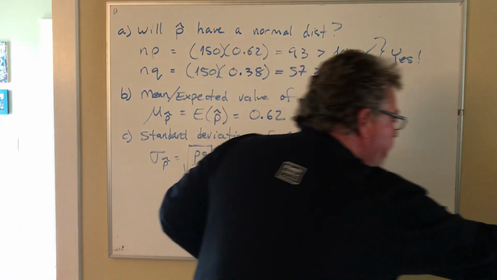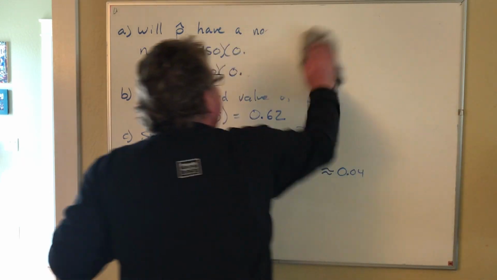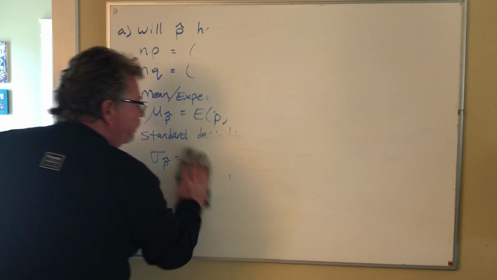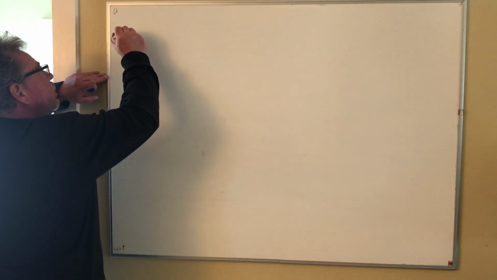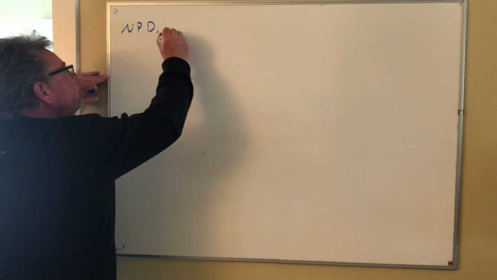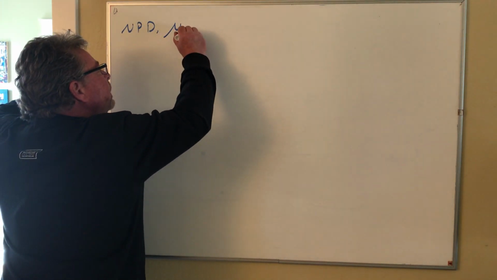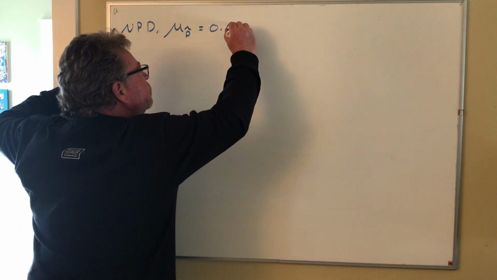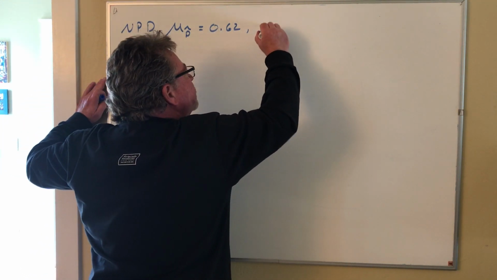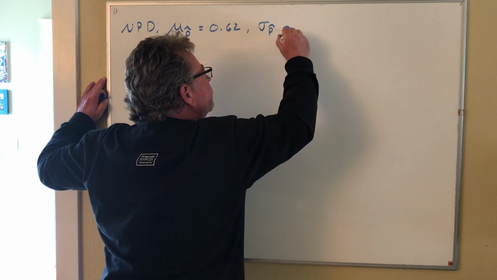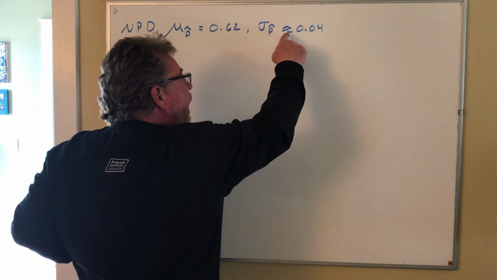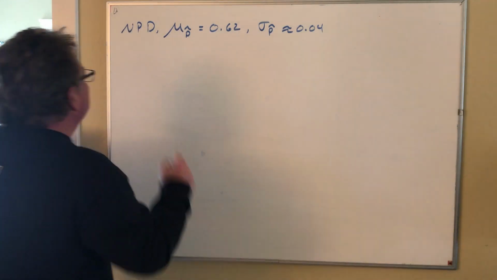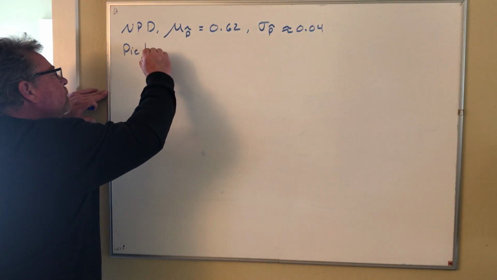I'm going to draw a really cool picture here. Let's clear it out. So here's what we've got. We've got a normal probability distribution. We have a mean, mu sub p hat, of 0.62, and we have a standard deviation of p hat, which is approximately 0.04. And I'll explain later why I am using that approximation symbol there. But the next thing that I want is the picture.